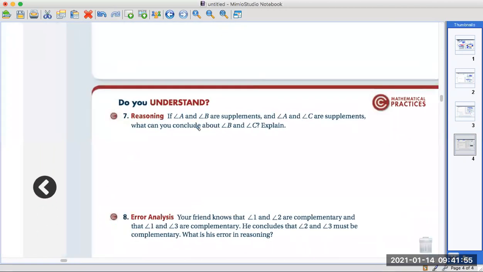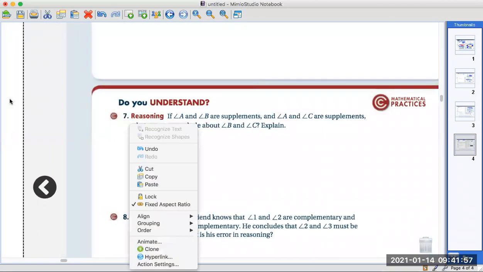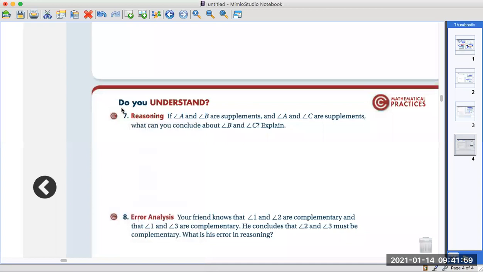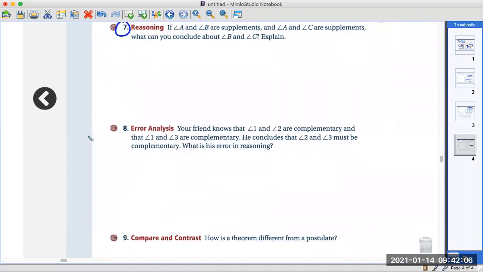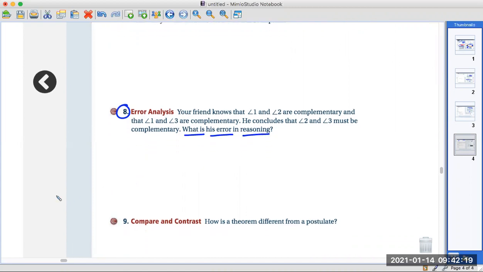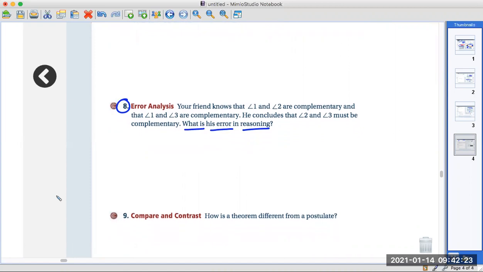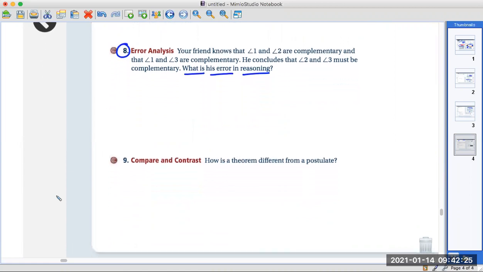Number 7 is one of those theorems we talked about, the supplementary theorems we just went over. Number 8 is an error. See if you can find the error. Again, any question you have not been able to figure out, we will go over it in class. You need to say, I could not understand number 8. Can you show it to us? That's the way to do it, okay?